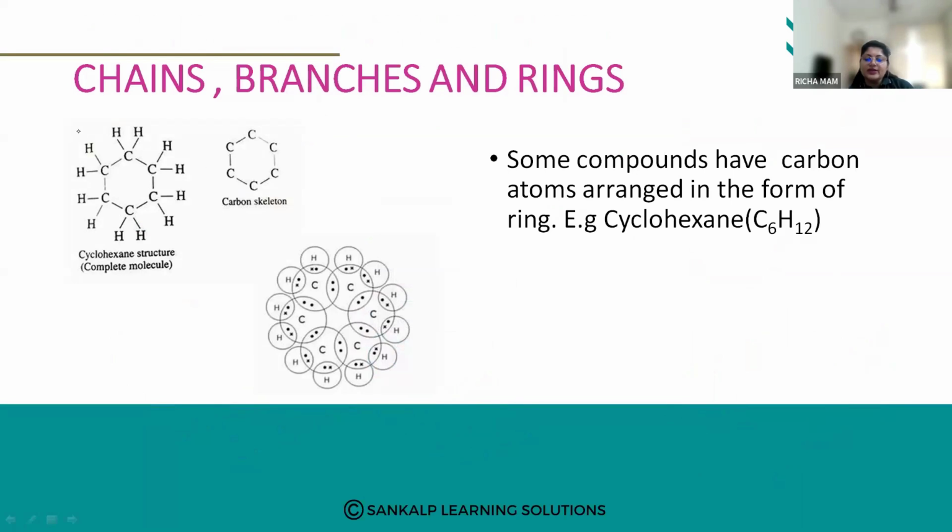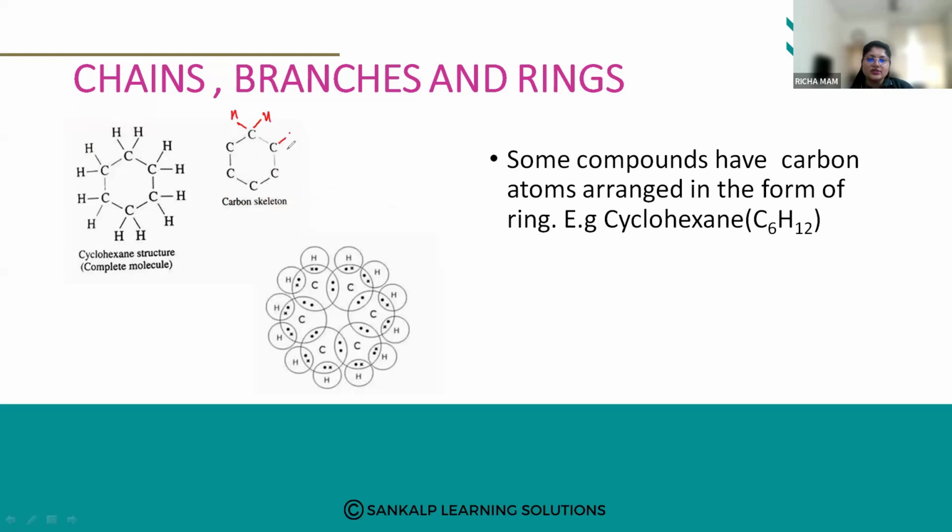So here, cyclohexane, just now I have shown in the form of rings. The carbon has been arranged in the skeleton, 1, 2, 3, 4, 5, 6. So it is hexane, and it is formed in a ring, so it is called cyclohexane. To satisfy the valency, we have added hydrogen.